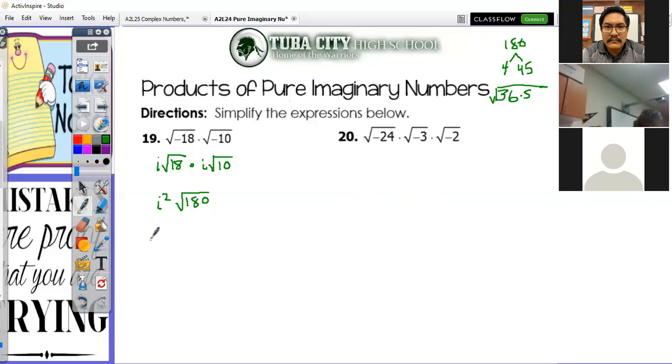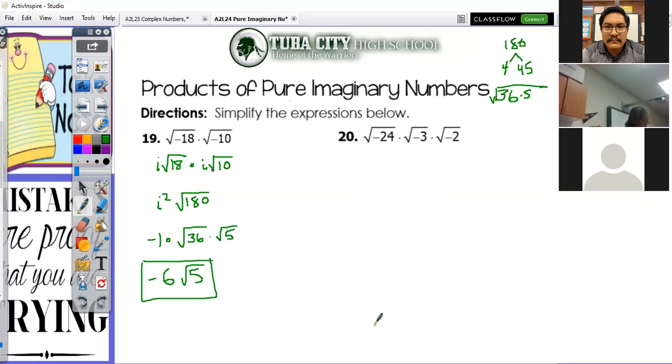So I'm going to go ahead and replace i squared with negative 1 times root 36 times root 5. We can take the square root of 36, and that would be 6. 6 times negative 1 is negative 6, root 5. And that's about as simple as we can get it, so that looks like that's the answer.